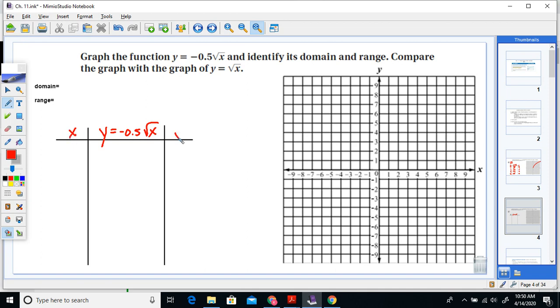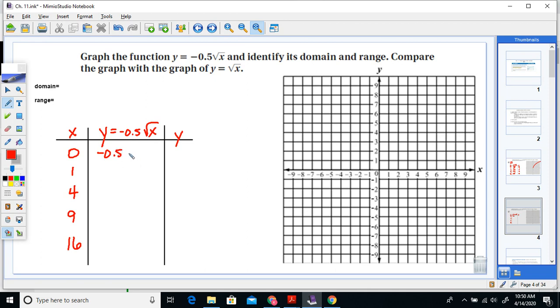So again, let's choose our x values wisely here. This can't be negative. It can be 0, but it can't be below that. So we can use 0. And then again, let's choose perfect squares. 1, 4, 9. Let's choose 16, even though it's going to be off the graph. And let's plug them in.